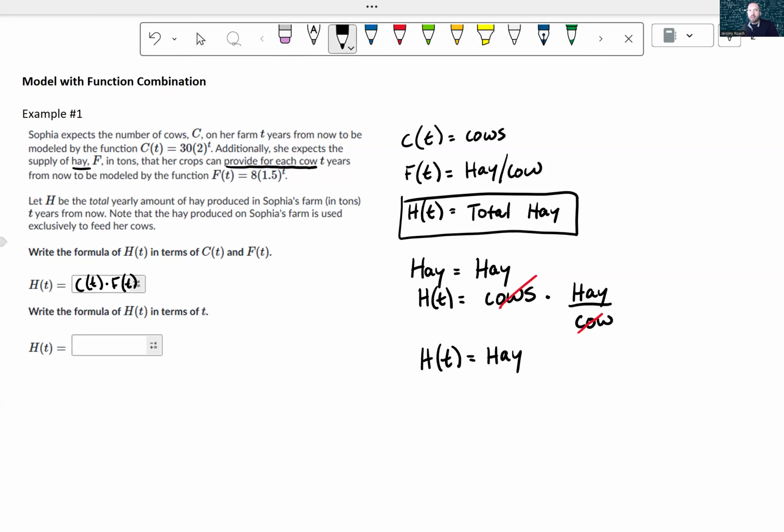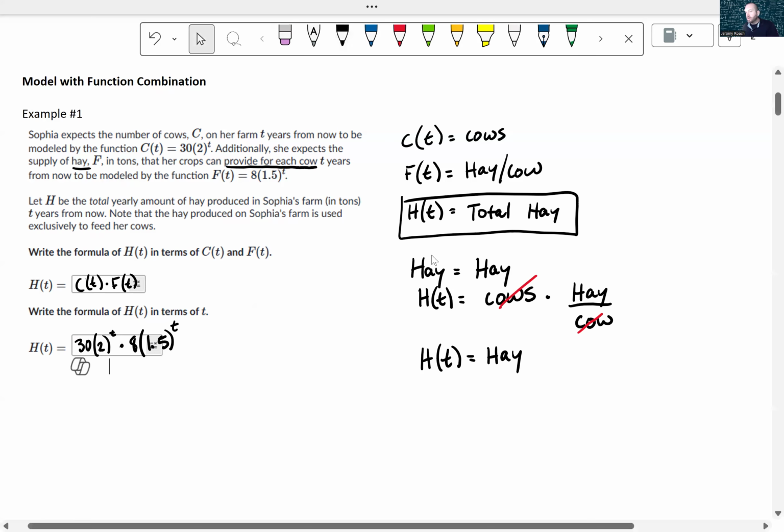Now it says to write the formula in terms of T. And so to write the formula in terms of T, we're just going to write what C of T is. That's 30 times 2 to the T, times F of T, which was 8 times 1.5 to the T. Some of these you can simplify, but I think for this one we can just leave that as our answer. So all I did was just write what C of T and F of T is, and then we multiplied them because that's what our function is telling us to do.